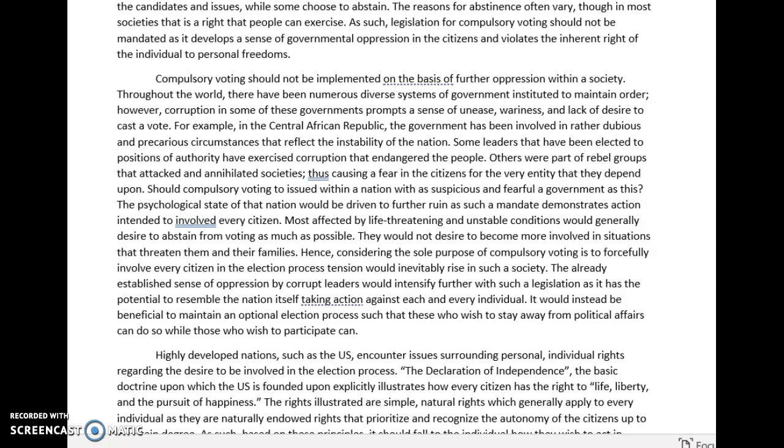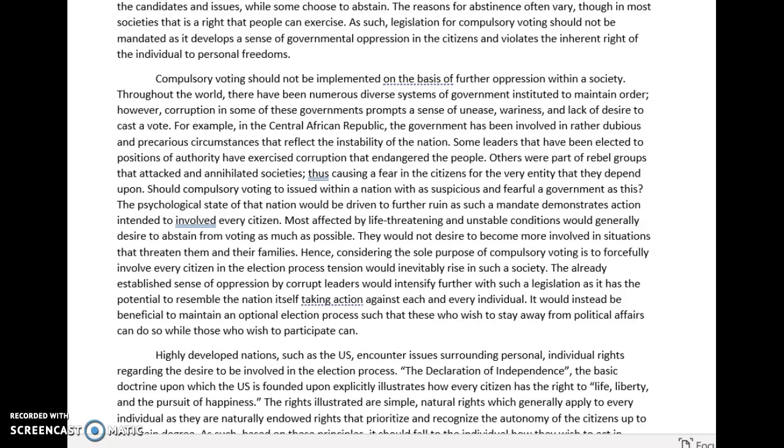involve every citizen. Most affected by life-threatening and unstable conditions would generally desire to abstain from voting as much as possible. They would not desire to become more involved in situations that threaten them and their families. Hence, since the sole purpose of compulsory voting is to forcefully involve every citizen in the election process, tension would inevitably rise in such a society.